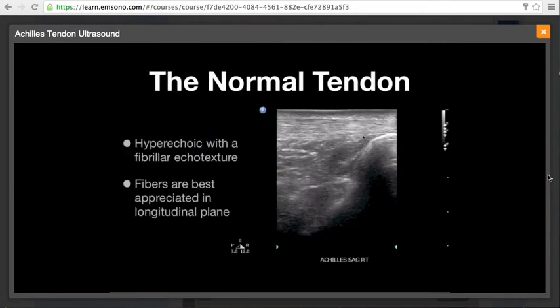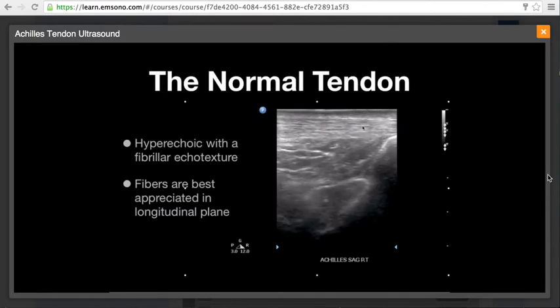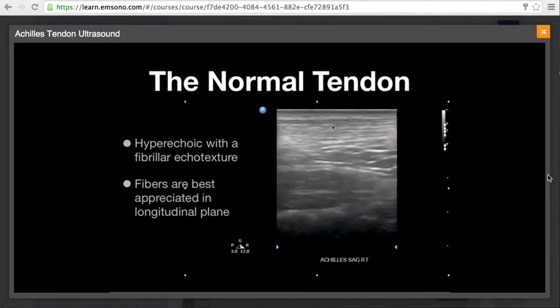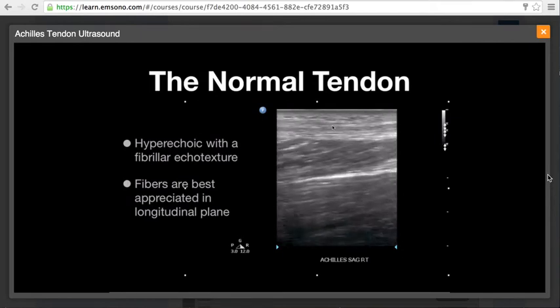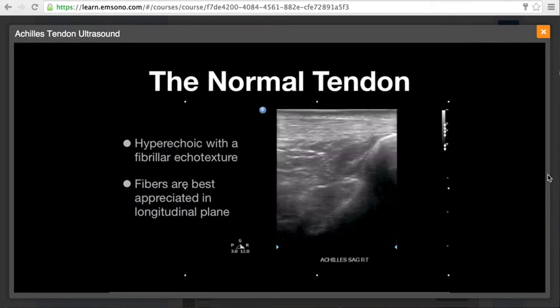The normal Achilles tendon will appear hyperechoic with a fibrillar echo texture, and these fibers are going to be best appreciated in the longitudinal plane like we see here. This is a sagittal scan. So the transducer is posterior on the Achilles tendon. The beam is going in an anterior direction. You've got head here. You've got foot here. So this is the insertion right here. And you can see as we move in a proximal direction, the fibrillar echo texture as we get up towards the calf here. This is a patient with a normal, intact Achilles tendon.